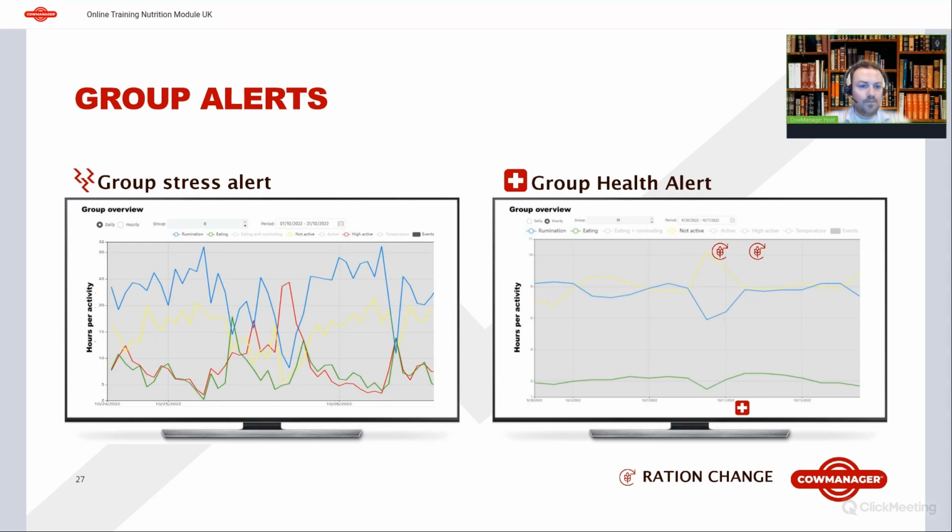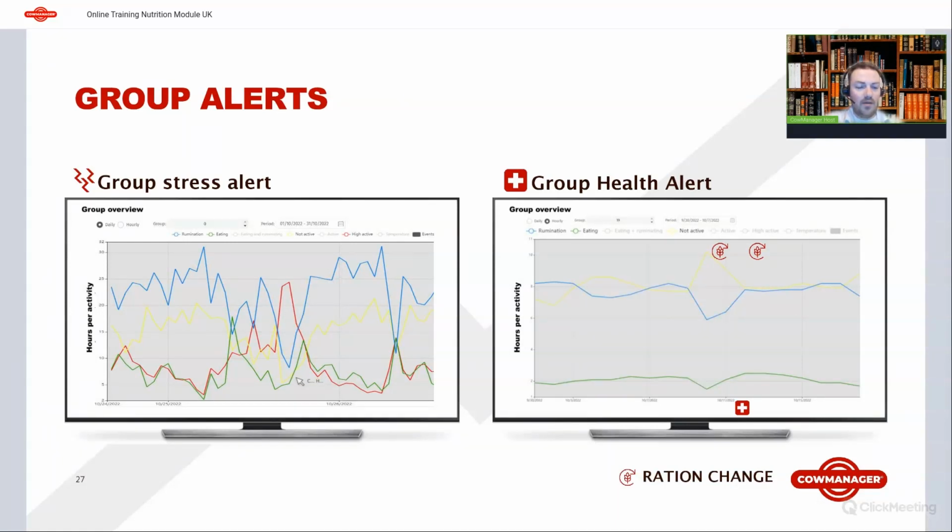So, last two types of group alerts. Here on the left, also an hourly pattern, is a group stress alert. What happened on this farm, a Dutch farm, was that at night he had a group stress alert in a dry cow group, and he never had a group stress alert before. He was already lying in his bed. So he got up, went to the dry cow barn, opened the doors, and was there eye to eye with a wolf.